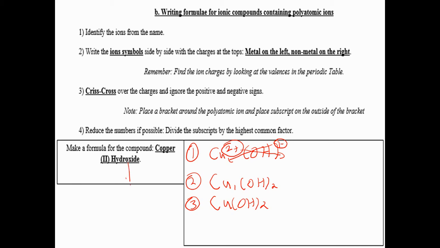Do not confuse hydroxide with hydride. Hydride is for hydrogen. So for example, if we want a copper 2 hydride, we would have CuH2. This is copper 2 hydride. Okay? Hydroxide, that is OH minus. Hydride is for hydrogen if it's an anion.